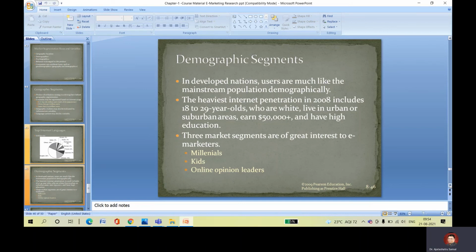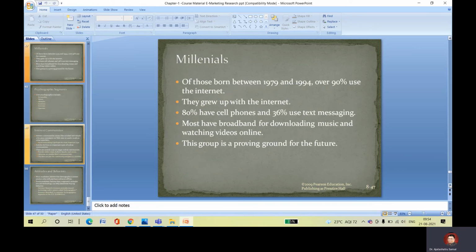E-marketing research for the requirement. Millennial kids are also prominent. Millennials are those born between 1979 and 1990, over 90% use the internet. They grew up with the internet. 80% have cell phones, 36% use text messages, and most have branded devices for downloading music and watching video online. This group is a proving ground for the future. They are the future generation we can focus on.